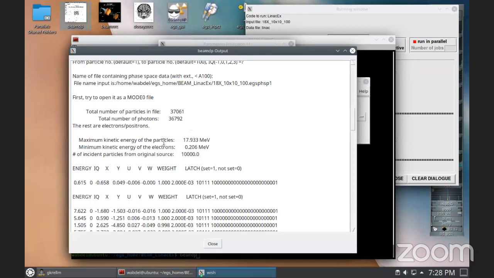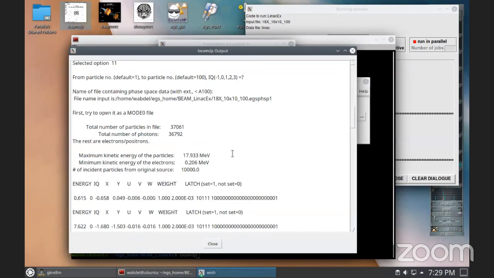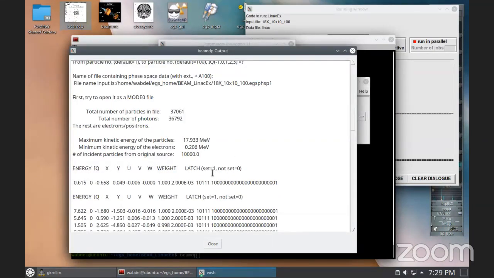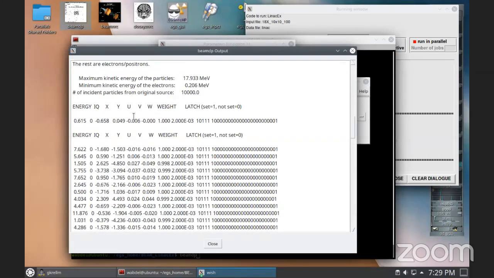This is the maximum kinetic energy of the particles, 17.9 MeV. Remember the incident electron energy was 18. And this is the minimum kinetic energy of electrons that have reached the phase-space plane, which is very important and very interesting. Now we start to list the parameters for the first 100 particles. The first thing is the energy. It looked at the first particle in the file, and this is its energy. Zero means it's a photon, it has no charge. And this is the position of the particle: minus 1.68 in the x direction and minus 1.5 in the y direction.